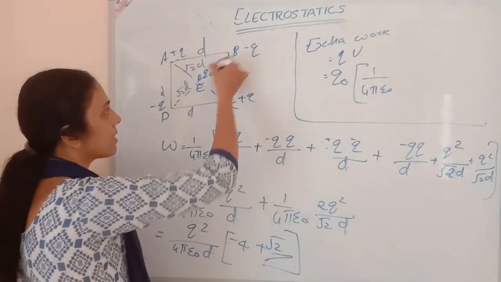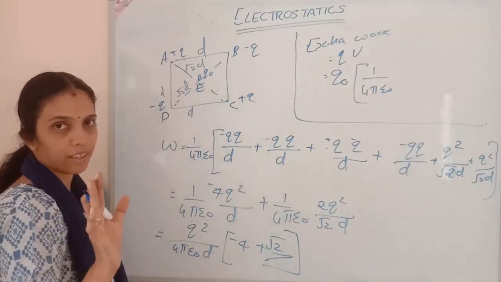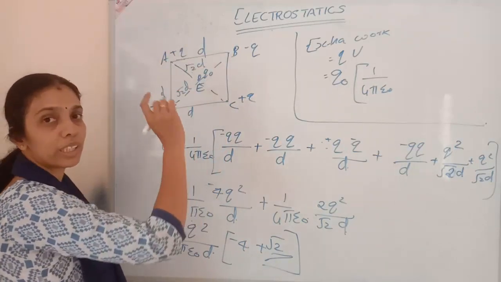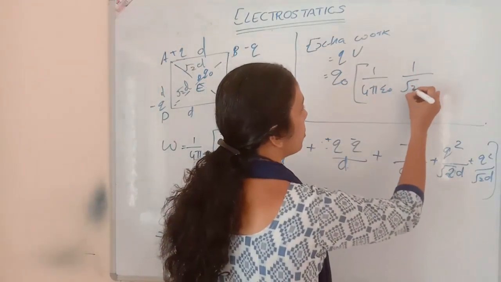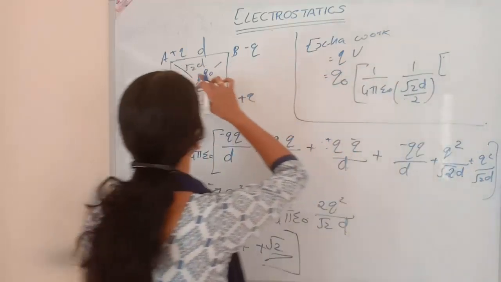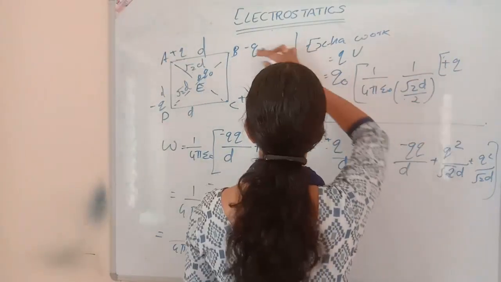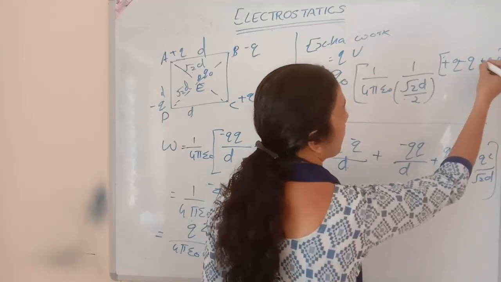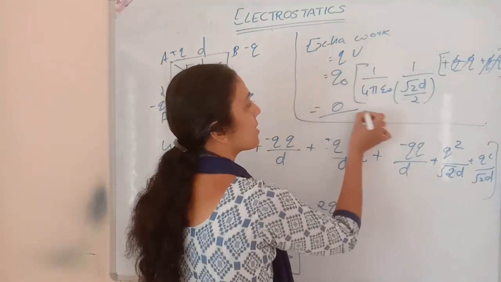All these distances from the corners to the center will be the same. What will be the value? It is equally divided, so root 2 D by 2. So 1 by root 2 D divided by 2, into the total charge. Here it is minus Q and plus Q, then again minus Q and plus Q. Minus Q and plus Q cancel, so we get 0.